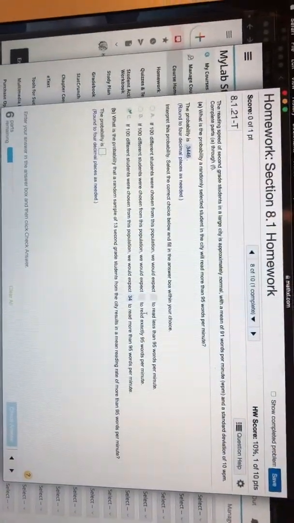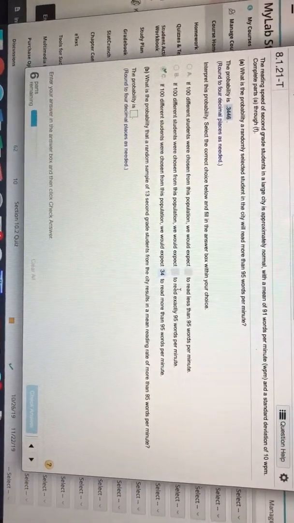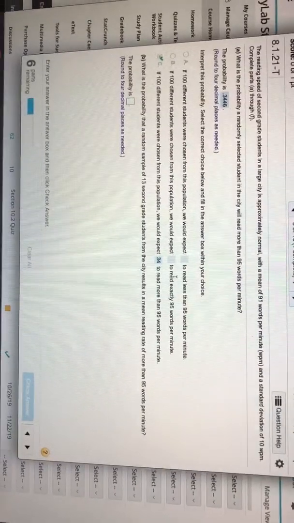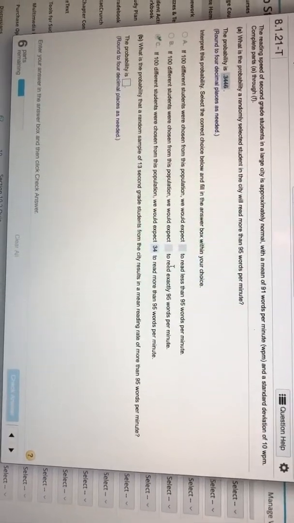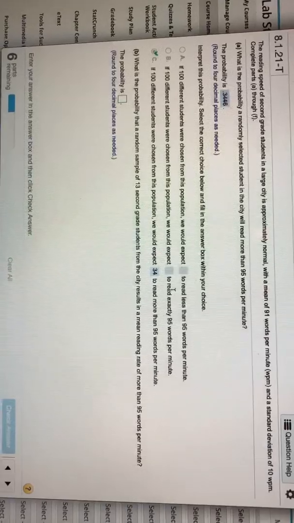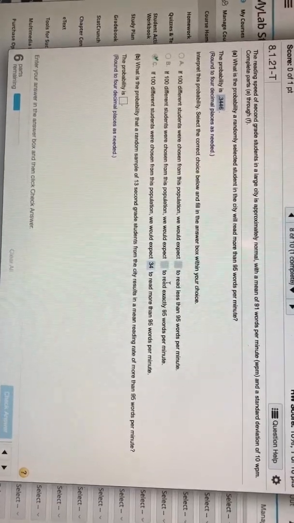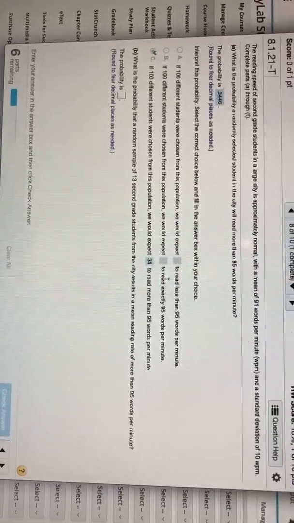So for number 8 out of homework from section 8.1, we are looking at a second grade population for how fast they can read. We have a mean of 91 words per minute and a standard deviation of 10 words per minute. So the first question, what is the probability a randomly selected student in the city will read more than 95 words per minute? For the most part, every other question in this section is asked about a random sample mean. Well, this is not asking about a sample mean, this is asking about one student.